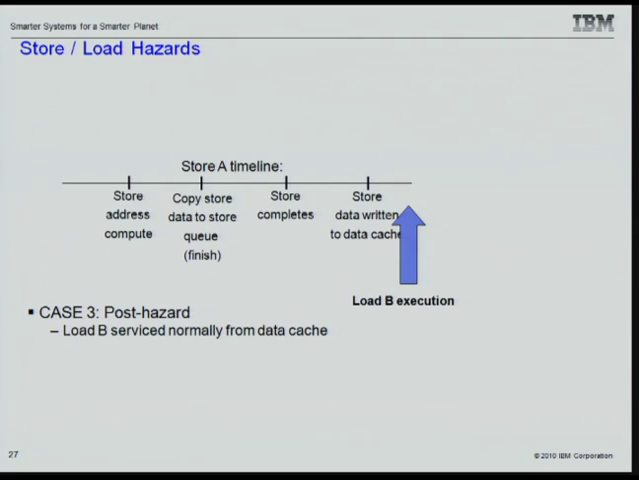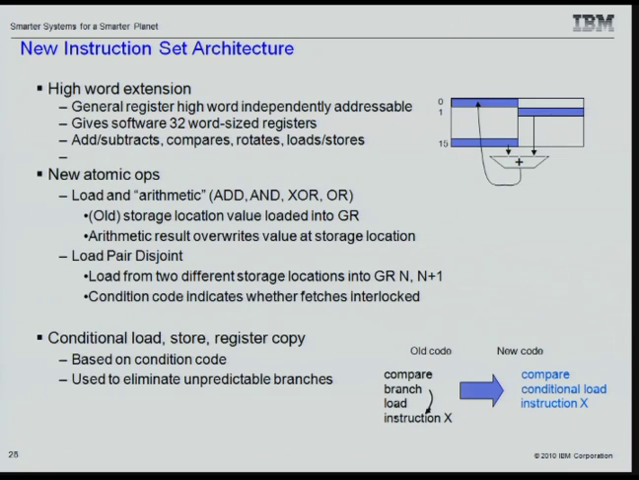Okay, I talked a little bit about the recompilation. We've had a very good interaction with our compiler team, and through this collaboration, we've identified many different types of instructions that can help accelerate SPEC-like workloads, business analytics workloads, Java applications, and so on. The first thing we implemented was this high word extension. Z architecture, unfortunately, is somewhat constrained by the number of registers, just because of the amount of bits available in the instruction text. So we only have 16 general purpose registers. But with this extension, we can effectively give software 32 word-size registers.